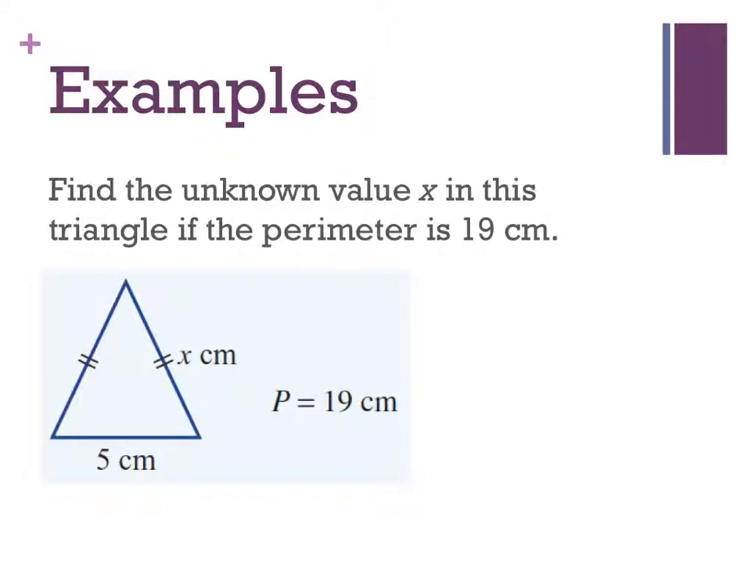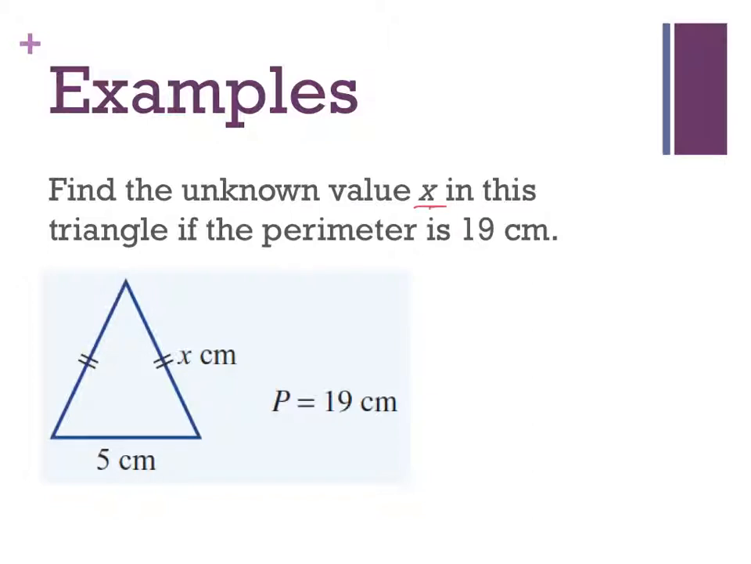Let's have a look. So, it says, find the unknown value x in the triangle if the perimeter is 19 centimetres. Now, this is still a question about perimeter. It's still testing your same knowledge, but you have to think about it in the reverse way. It's also combining some of the algebra skills that we learnt last term.